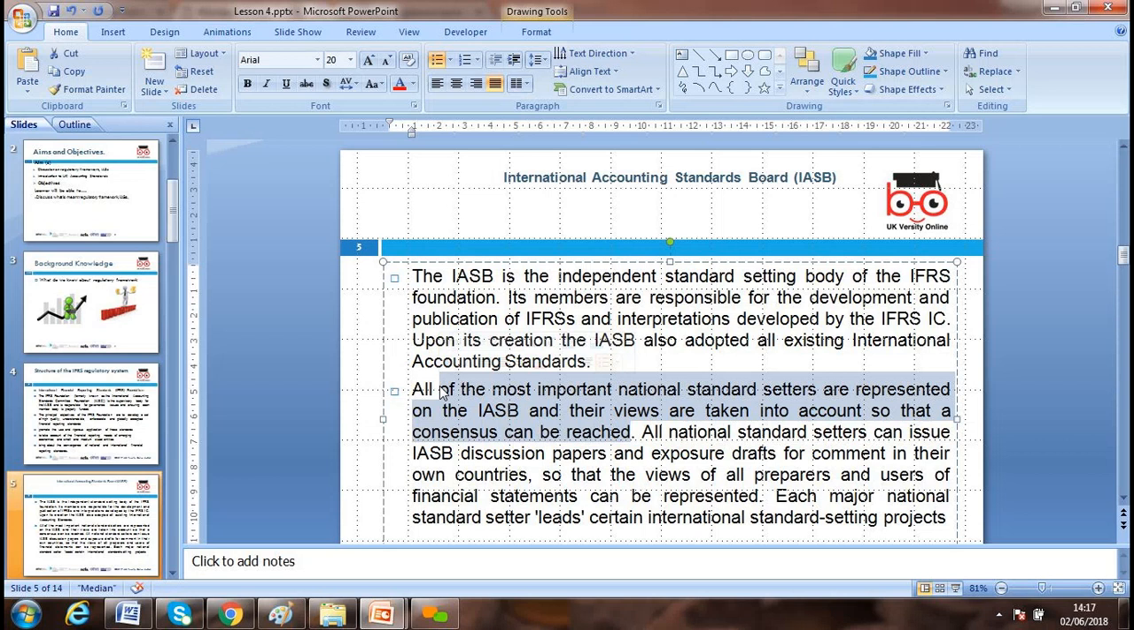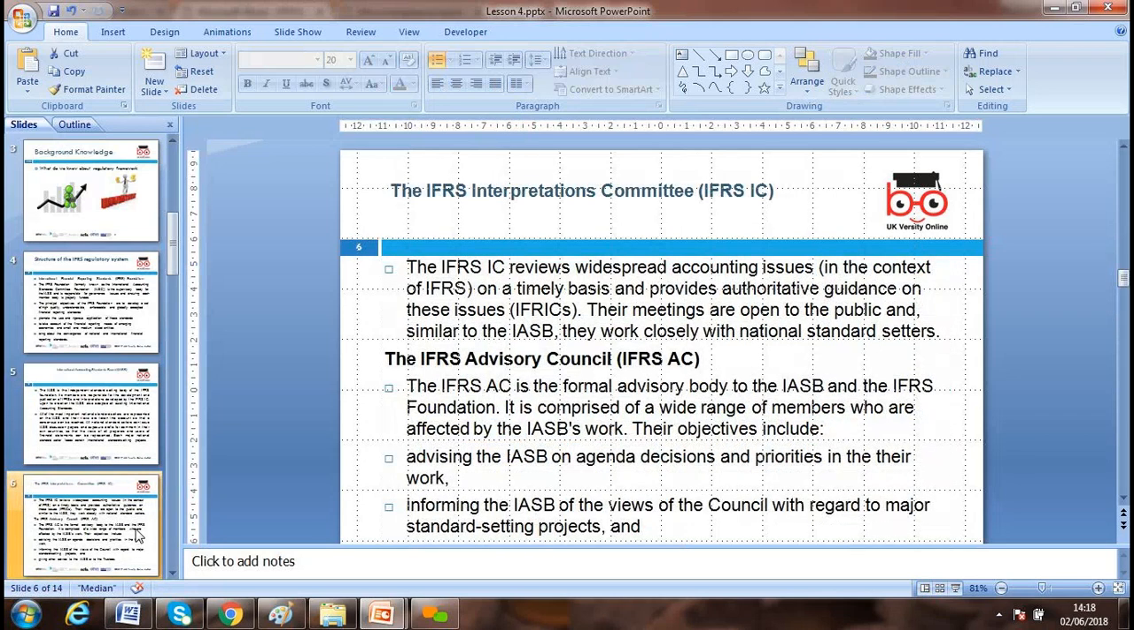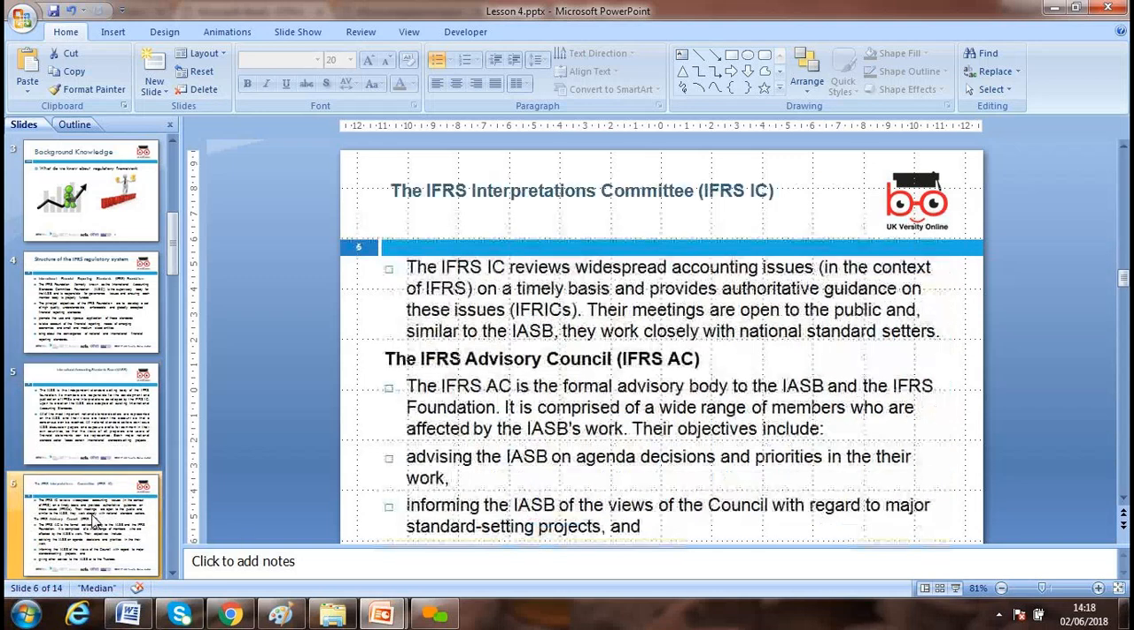All the national setters can issue the IASB discussion paper and exposure draft for comments in their own country, so the views of the preparers and the users of financial statements can be represented, and major national standard setters lead certain international standard setting projects. Okay. Any question there, on the IASB? No. Okay. So I'll go through it according to the assignment brief with you as well.